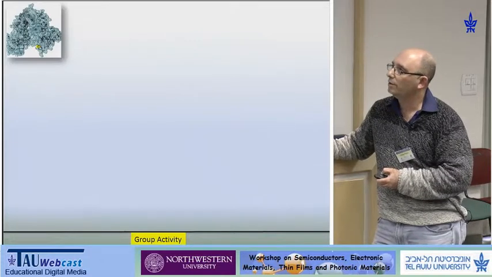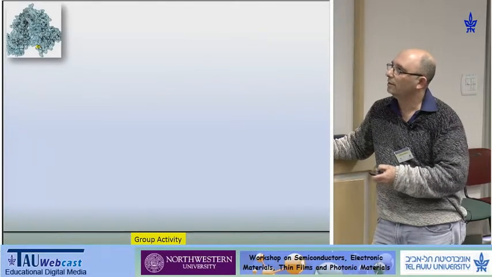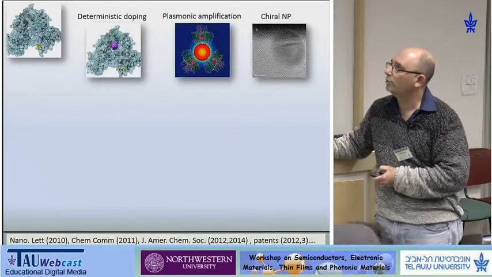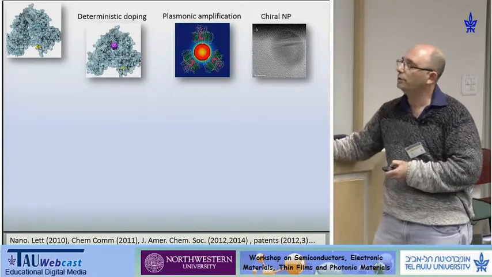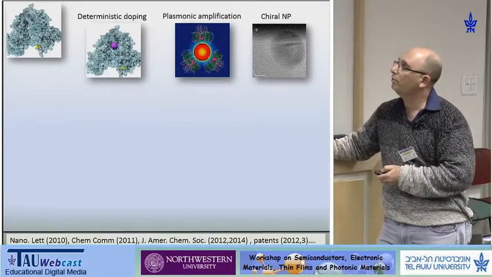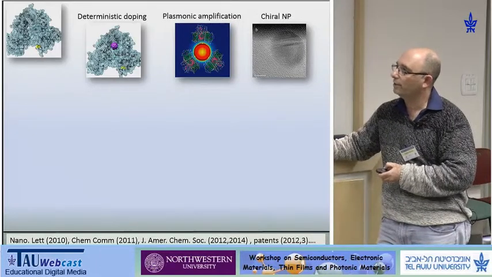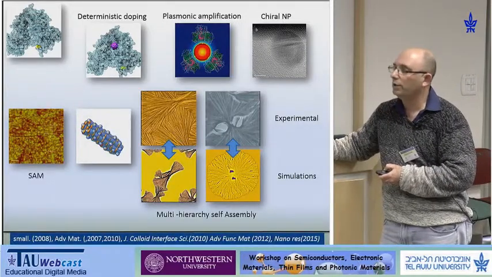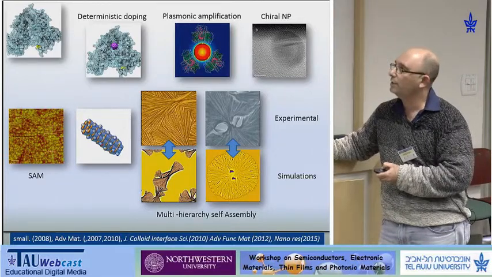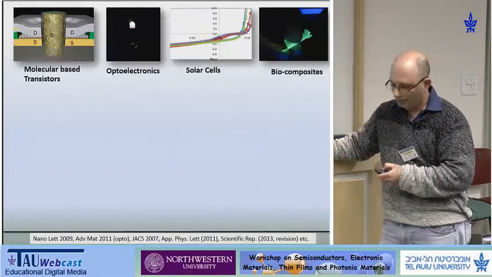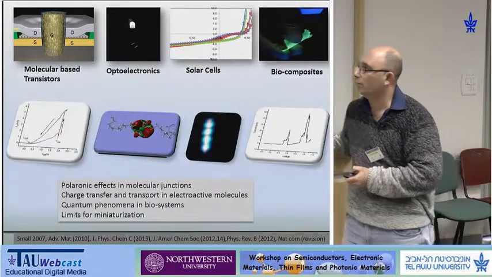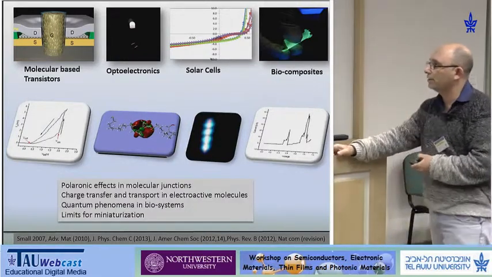So we started at the molecular scale, or the compound scale. Then we changed the molecule according to the scientific question that we want to ask, by means of doping, plasmonics, chirality, etc. Then we take this stuff and try to make a self-assembled monolayer or multi-hierarchy self-assembled monolayer, and ask some questions regarding this. We take all this stuff and make devices out of it, and use it to ask some questions related to nanotechnology, material science, etc.